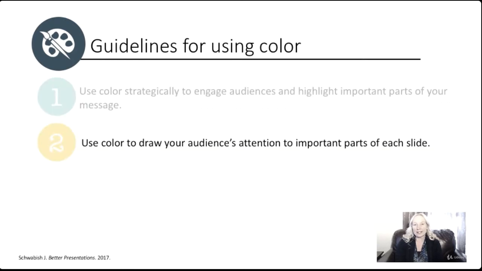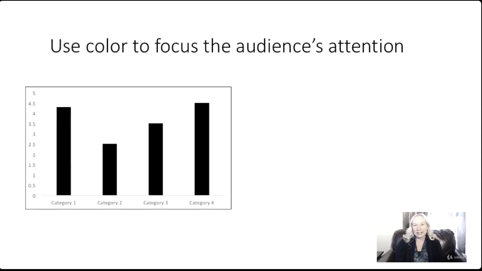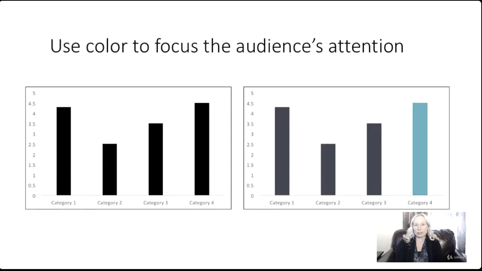The second guideline is to use color to draw your audience's attention to important parts of each slide. Let's look at an example. Here we have a graph that's in black and white. If we showed this graph to an audience, they might not know where to look or what conclusions to draw. A better way to use color in this graph would be to highlight the bar that's of the most importance. So here in this graph, we're highlighting a bar and showing the audience where they should focus their attention.